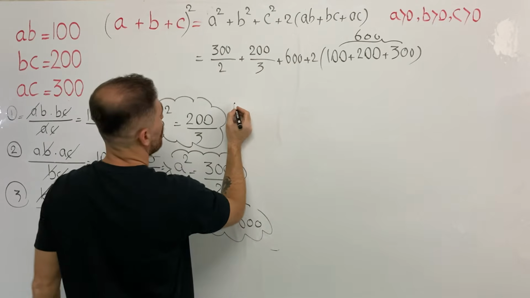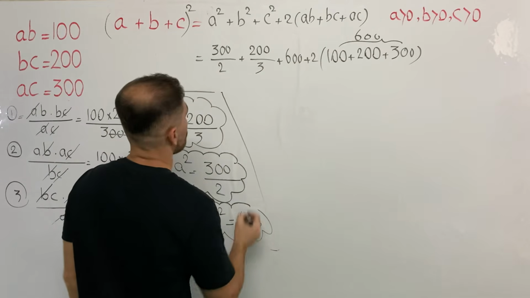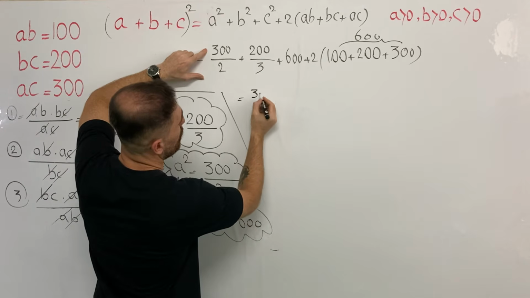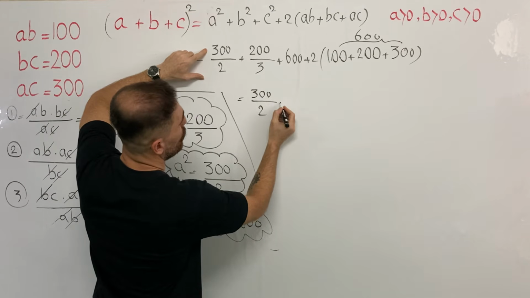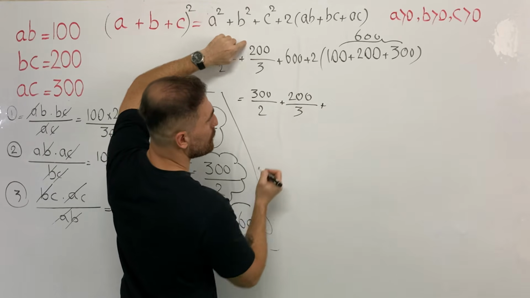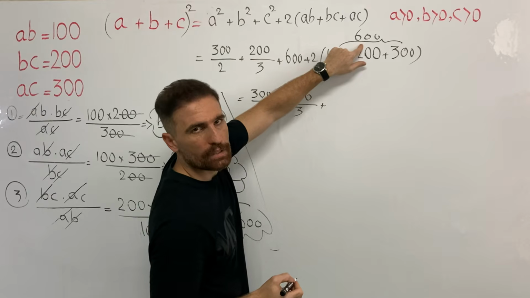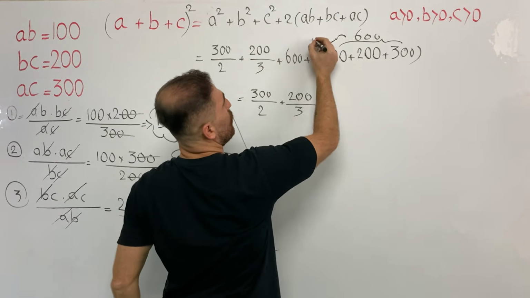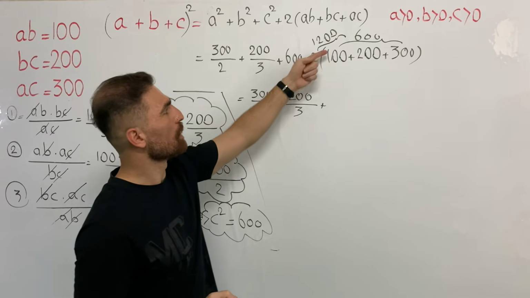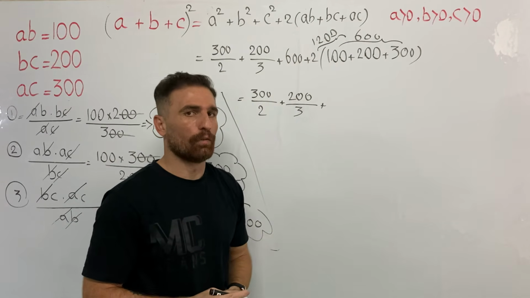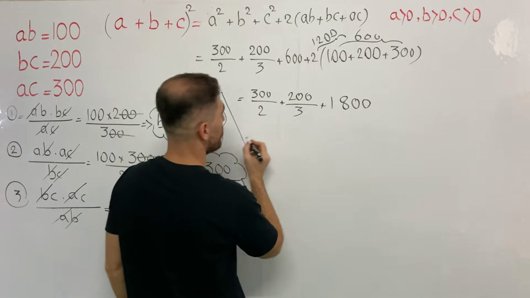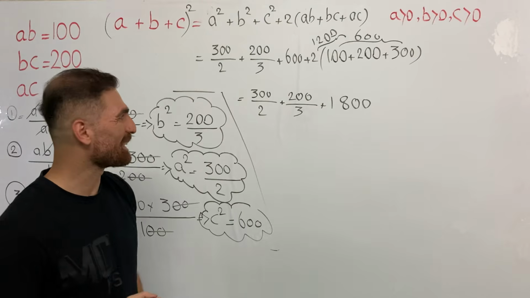So let me rewrite it. A plus B plus C squared is going to be 300 over 2 plus 200 over 3 plus 2 times 600, which is 1,200. Now 600 plus 1,200 is 1,800.